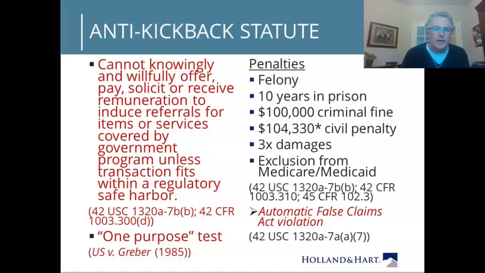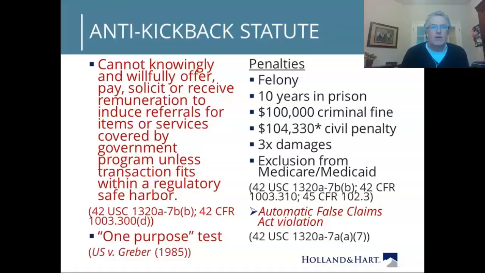In addition, there is some concern that if you're doing a deal with a referral source who sends you referrals for private pay as well as federal program business, and you're offering kickbacks for the private pay business, the government has said, well, that kickback for the private pay business also induces referrals for federal program business, and therefore you could still be liable under the anti-kickback statute. So there is a risk with those kinds of carve-out situations.